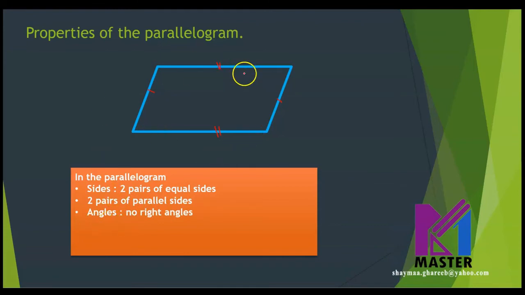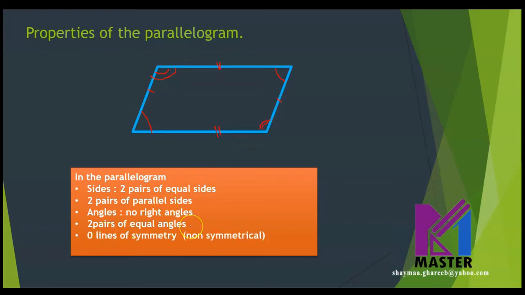Angles, no right angles in the parallelogram. So it has two acute angles and two obtuse angles. Two pairs of equal angles. These two acute angles are equal in size, and these two obtuse angles are equal in size. Is this clear? So it has two pairs of equal angles.